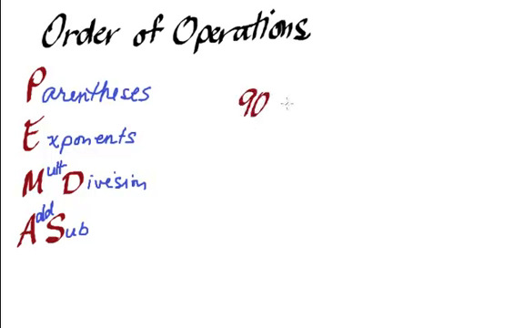90 minus (10 divided by 2 plus 3). Now first we have to look at all of the different operations that are happening in this problem. We have subtraction, division, and addition. We also have parentheses, so that's the first thing we have to look for. So we have to solve what's inside of these parentheses first. So we're going to have to solve all of this first.